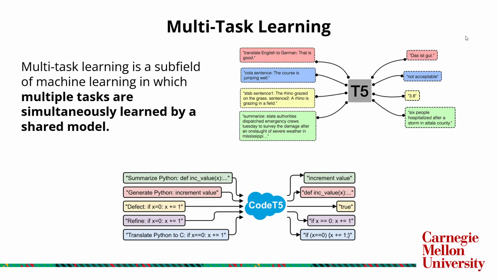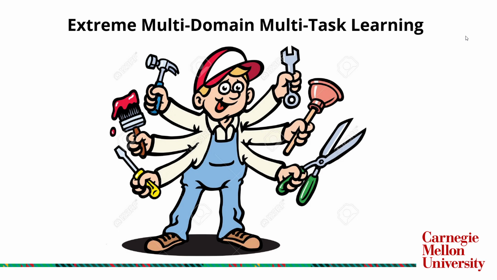Multitask learning is basically using one model to learn multiple tasks. And while there have been attempts to do this within domains like NLP or very similar domains like code and natural language, there have actually been very few attempts to do this across very different domains. In this work, we try to build models that are sort of jack of all trades that could learn to do multiple tasks across extremely different domains.